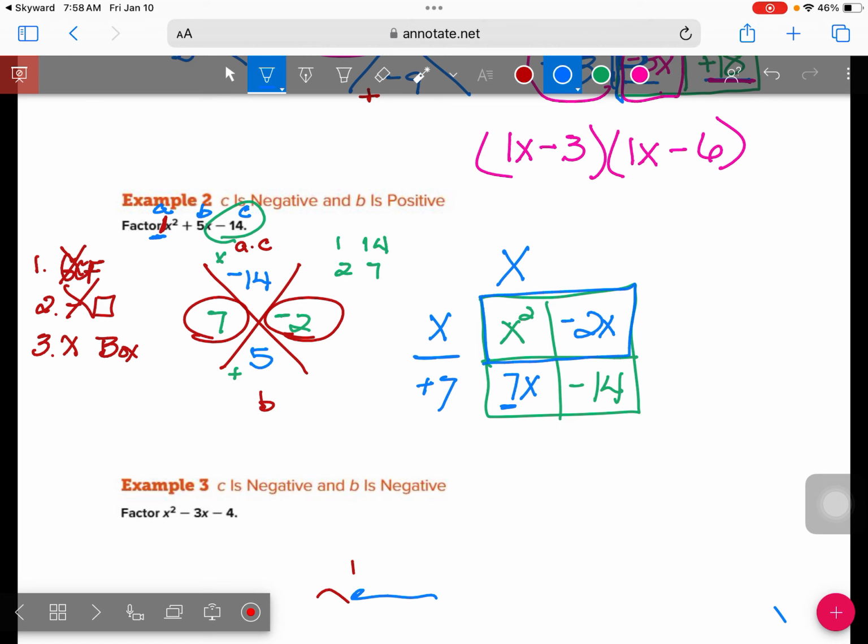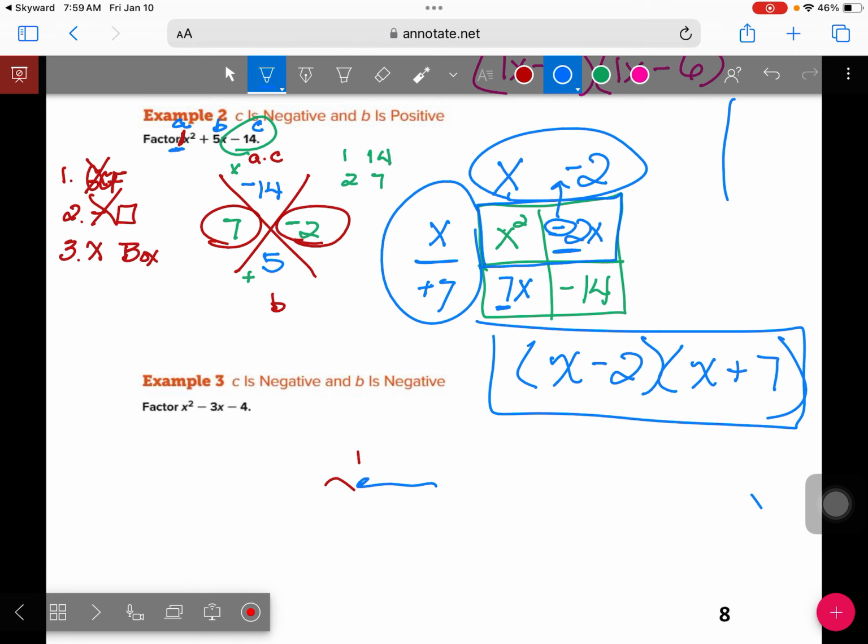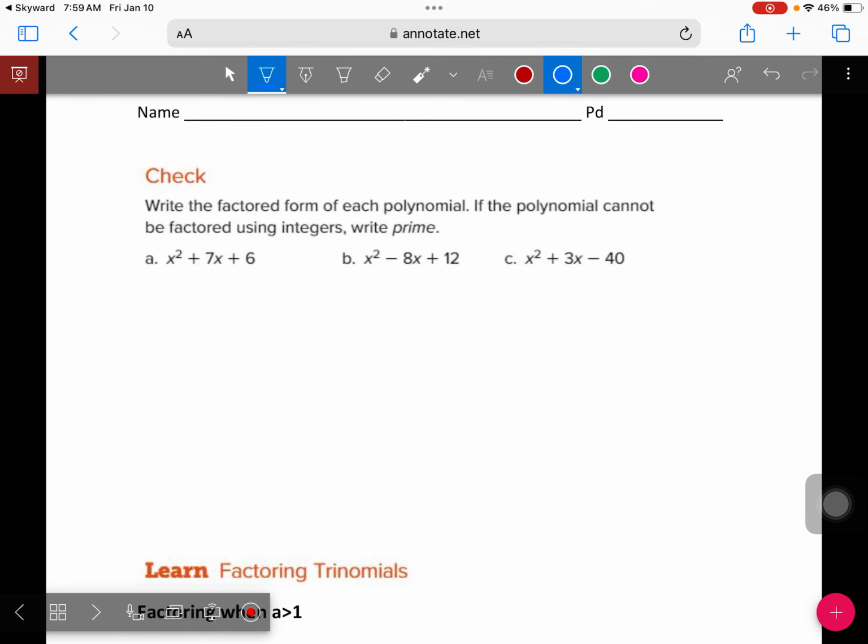What's the greatest common factor there going to be? Who said that? Negative 2. You're right. It is 2, and because of this negative, it's going to come right up here. So these are your two factors, and yes, you do need to rewrite them as x minus 2 and x plus 7. Okay? All right, let me take a look here.